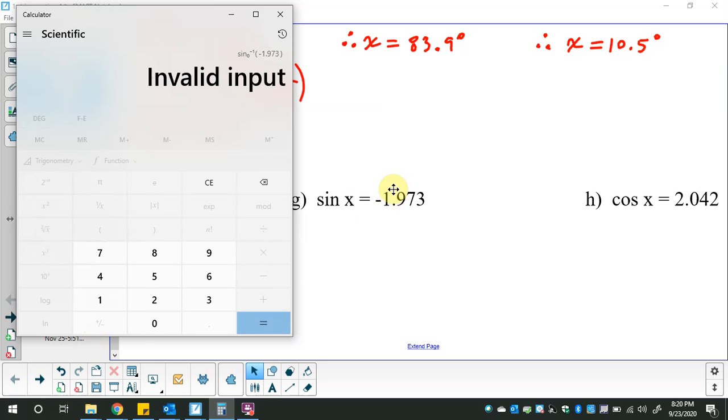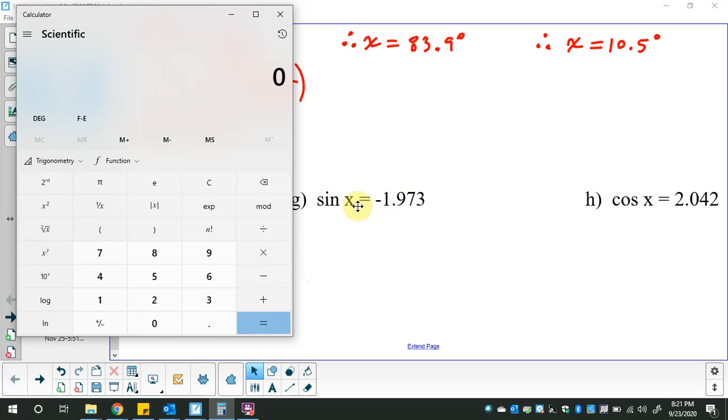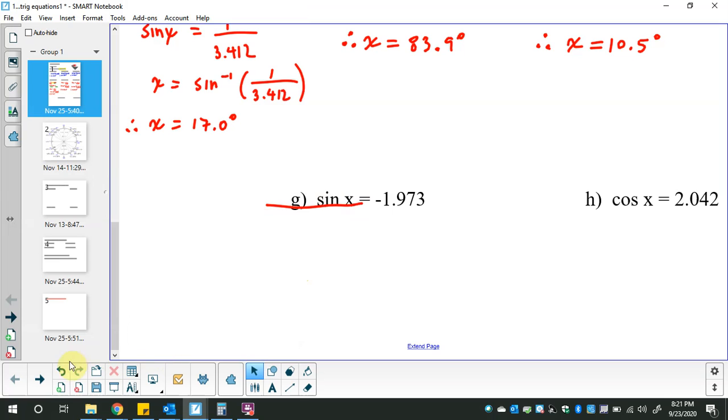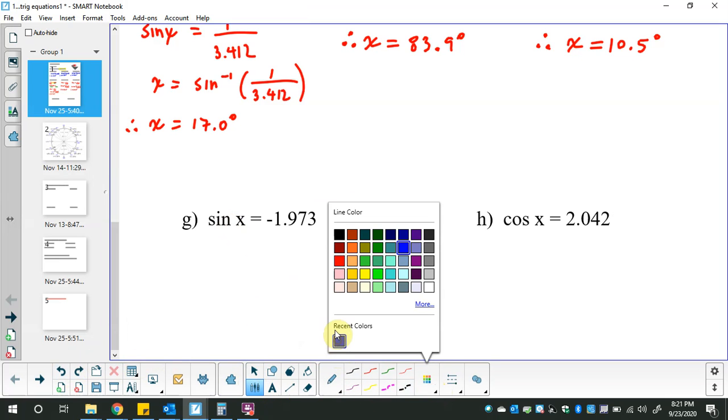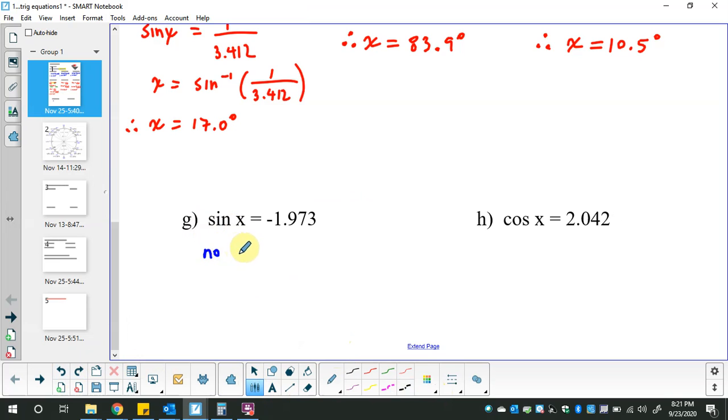There is actually no answer to this question. No answer between 0 and 90. No answer at all, actually. So, not what I intended to do again. So with this question, I personally would say no solution.